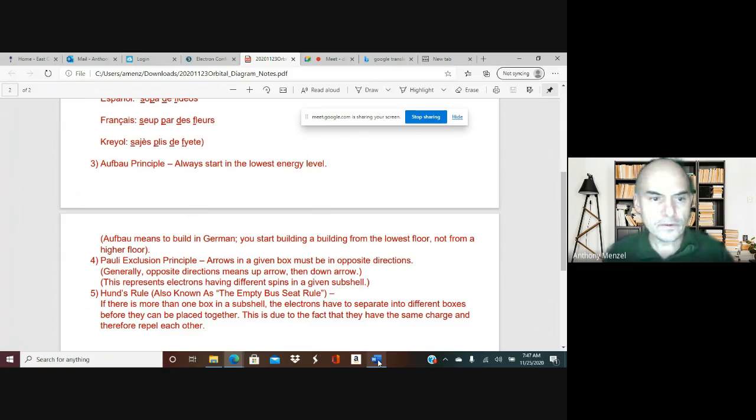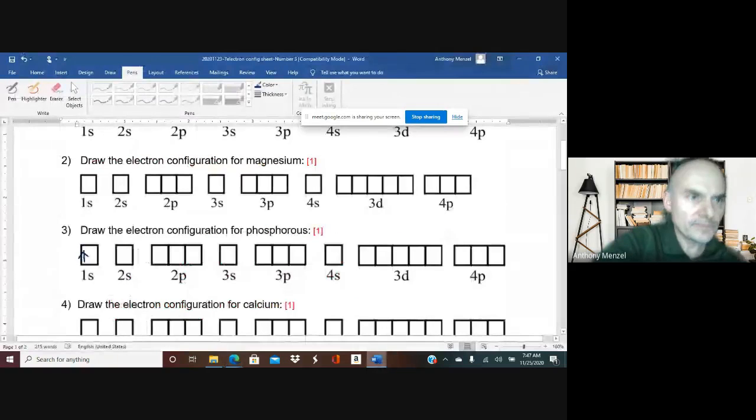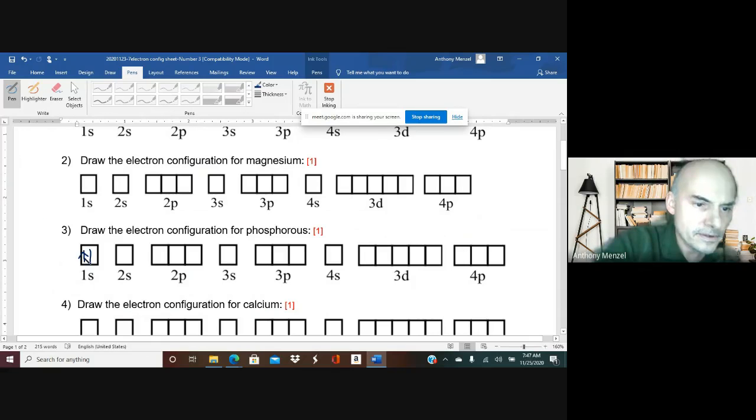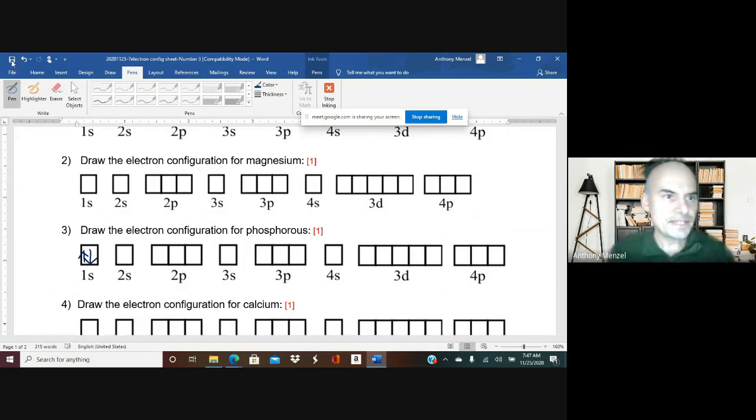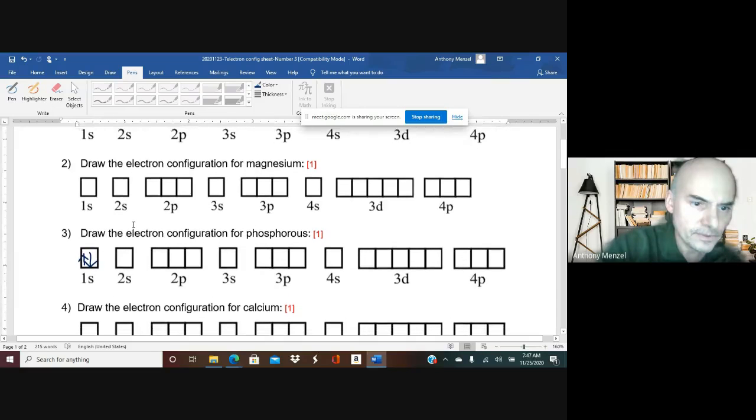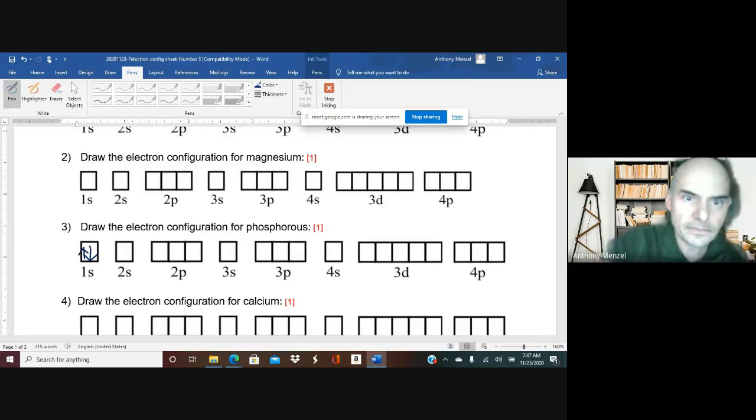So here we go, and we're going to put in our second electron. Now we know that we need 15 of these. So the 2s subshell is also going to need 2. Oops, put my pen back.